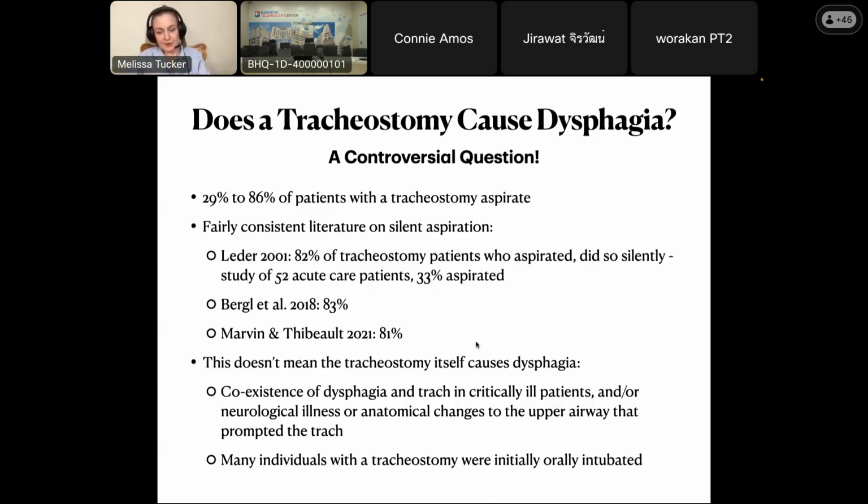So, regardless of the reason, we do know that these patients often have dysphagia and often have aspiration. It may or may not be because of the trach itself. It may be because of their underlying, general medical status, their conditions that cause them to require this tracheostomy in the first place.